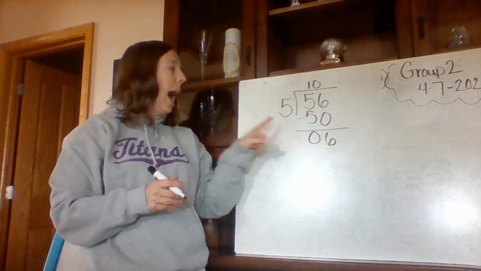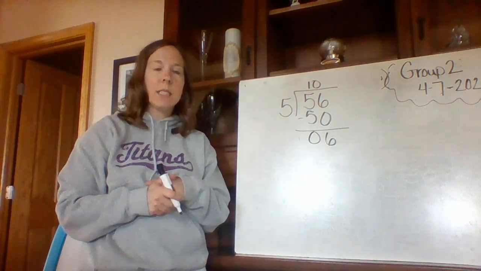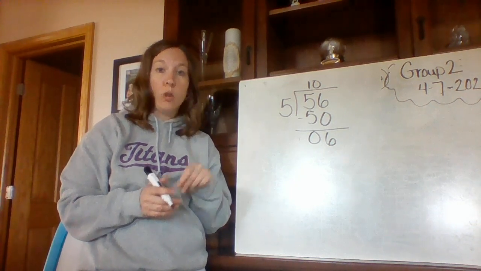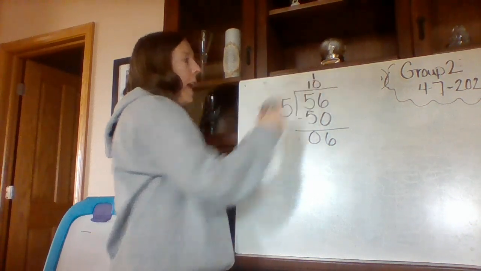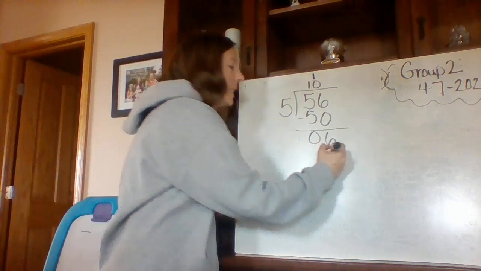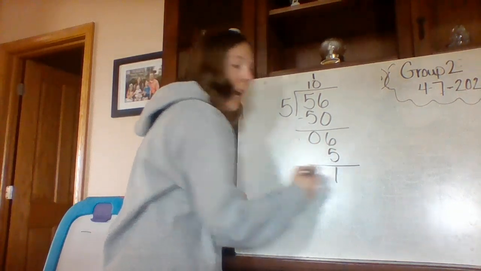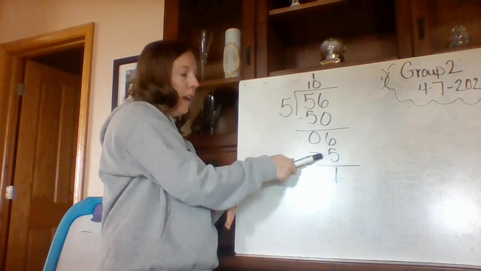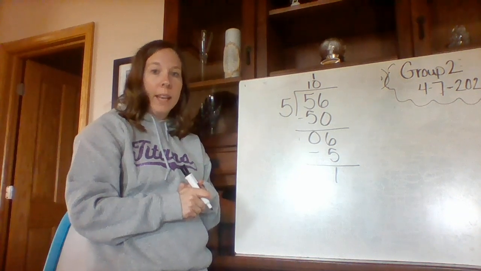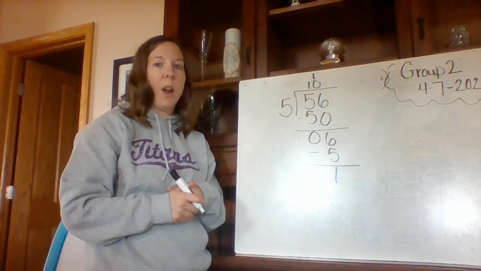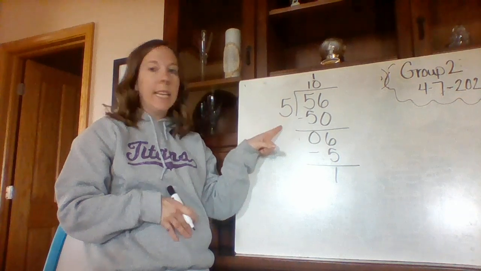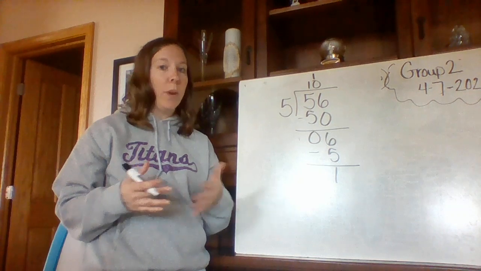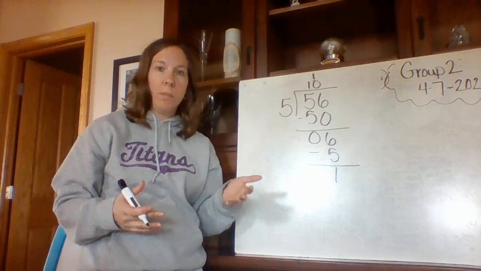All right, so how many groups of 5 can I take out of 6? Well, 5 times 1 is 5. So I know I can take out one group of 5. So I'm going to put my 1 at the top. 1 times 5 is 5. I subtract and I get 1. That's my remainder. I know I'm finished because I can't take any more groups of 5 out from 1. Nothing times 5 is going to give me anywhere close to 1 because everything would be too big.